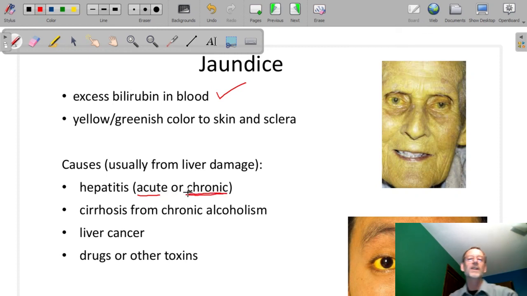And if you're not clear on the difference between acute or chronic, look it up, make a flashcard. But acute comes on quickly and typically disappears. Chronic is long-term, there for a long period of time. Cirrhosis of the liver from alcoholism, a common risk of heavy drinking, is damage to the liver. Liver cancer from various different causes, and then drugs or other toxins which can damage the liver. So the liver isn't able to clear that bilirubin from the blood.